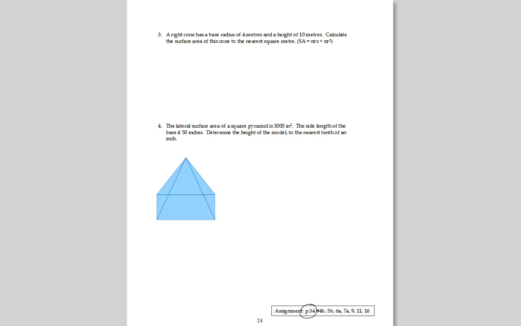So we are finishing off the last class's lesson. You are on page 24.